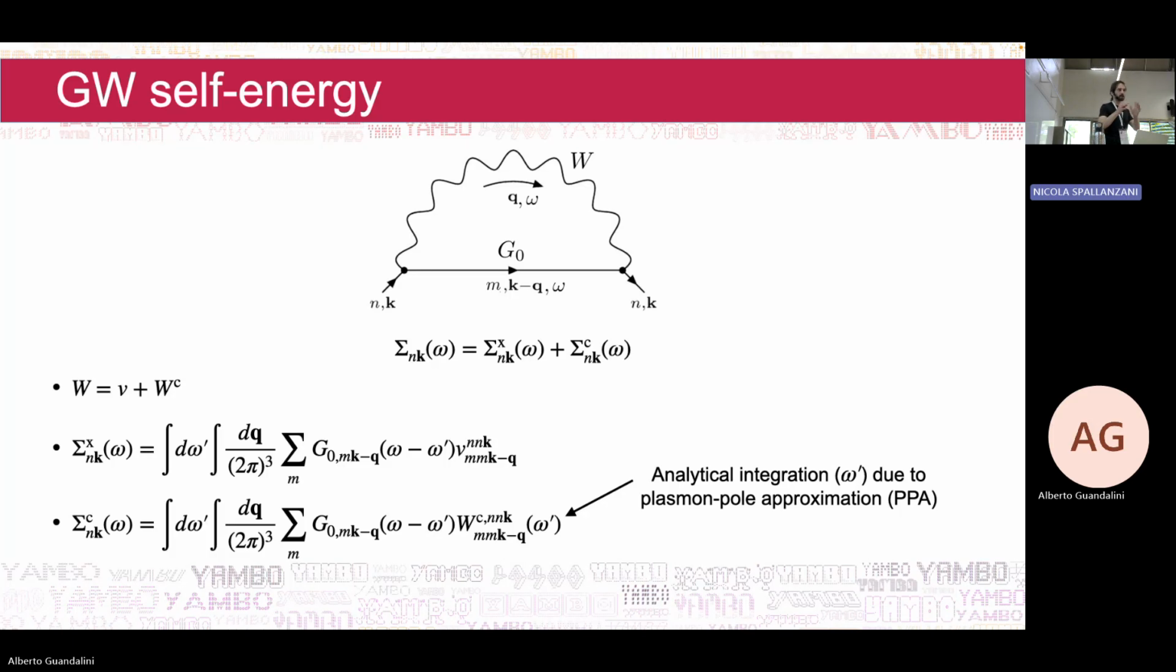Yeah, but I think this is a summary of what happens. I think also in the last Yambo paper, in the real-axis equation.